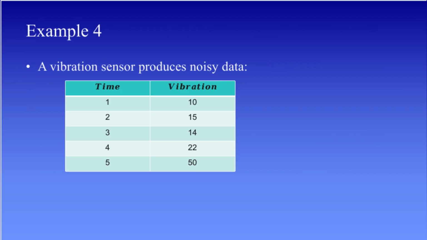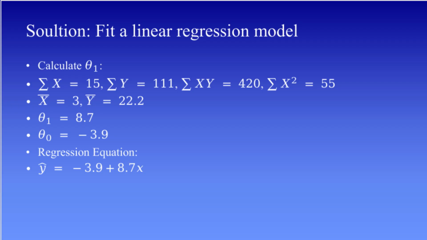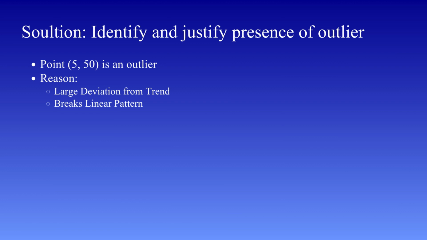Here, we have a vibration sensor that produces data over time. These are the tasks that we need to find for this example. First, we need to fit the regression model. For that, we need to calculate the value of θ0 and θ1 using the mathematical formula. Now let's identify whether there is any outlier in this dataset.